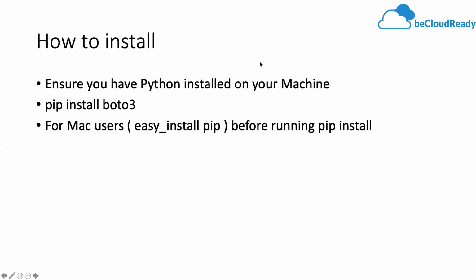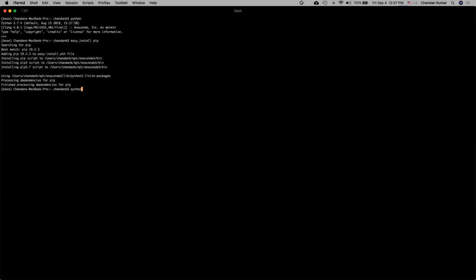So this is what it says: ensure you have Python. Then you do pip install boto3. And this command must be successful in order to continue forward. For Mac users, as I said, you have to install pip before doing anything else, and then you do that. So now we have Boto installed. How do you know if Boto is actually installed on your box?